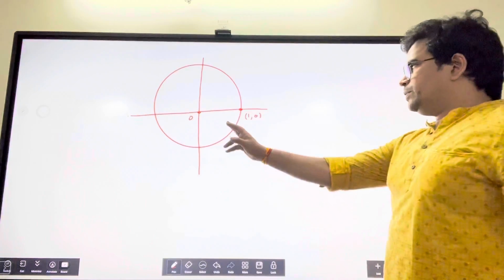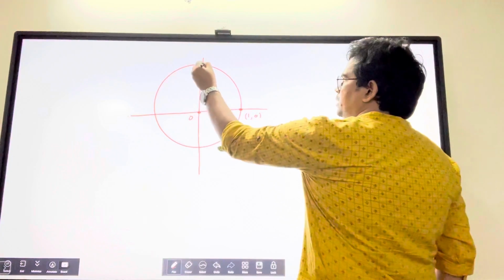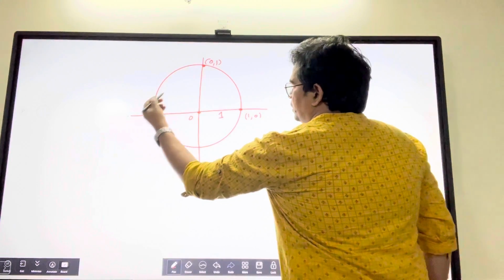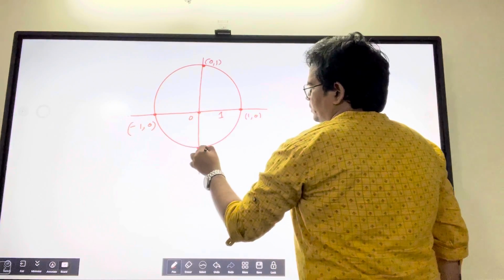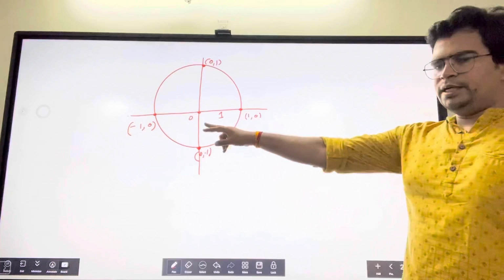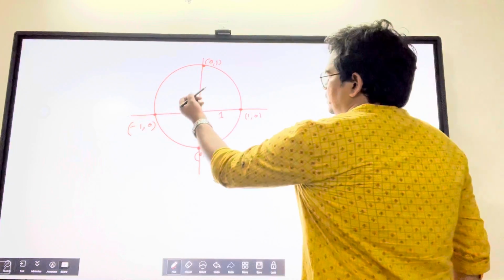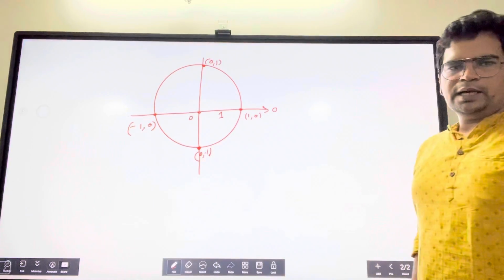So if you've got this as a radius, this is the origin. This coordinate is basically 1 comma 0. This coordinate is going to be 0 comma 1. This is going to be negative 1 comma 0, and this is going to be 0 comma minus 1. So this is your basic coordinate system, your unit circle. This is the starting reference point, which is 0 degree angle.